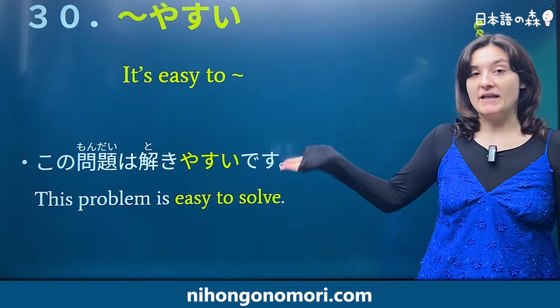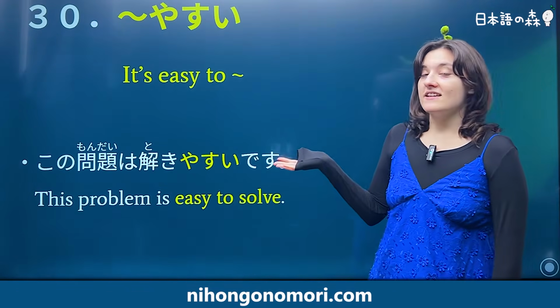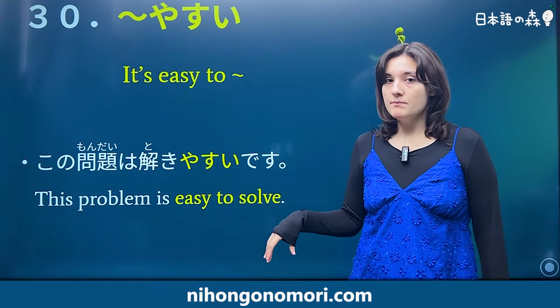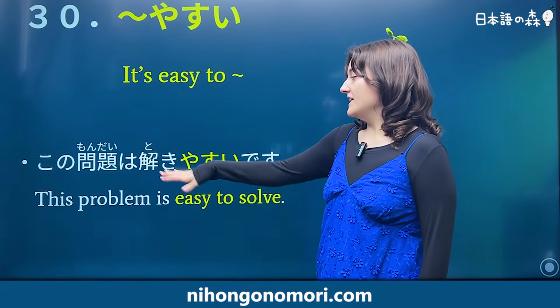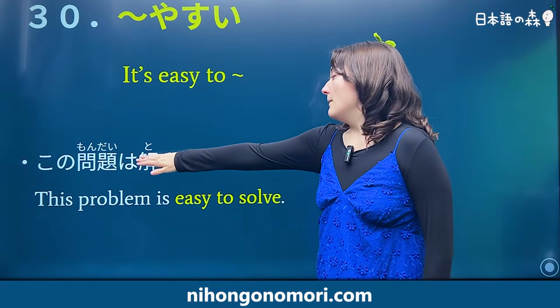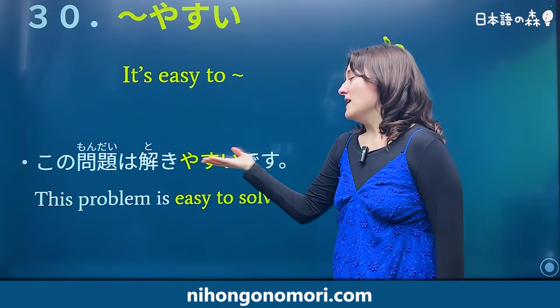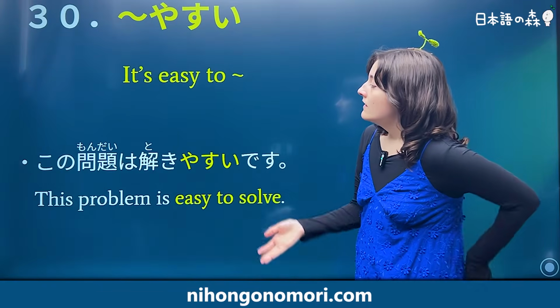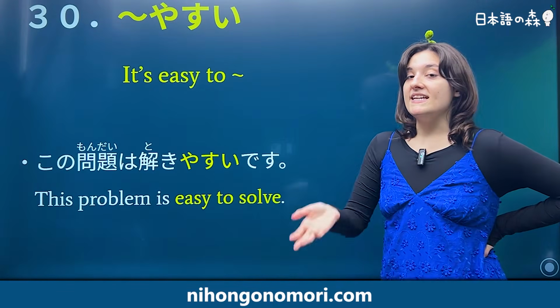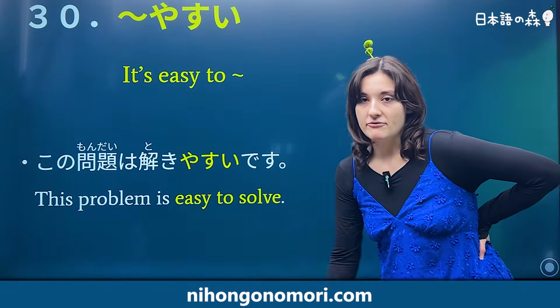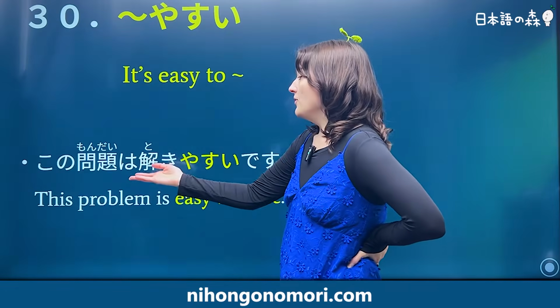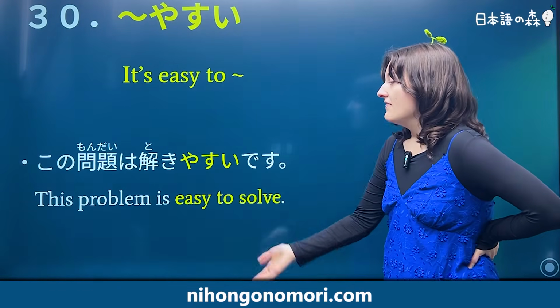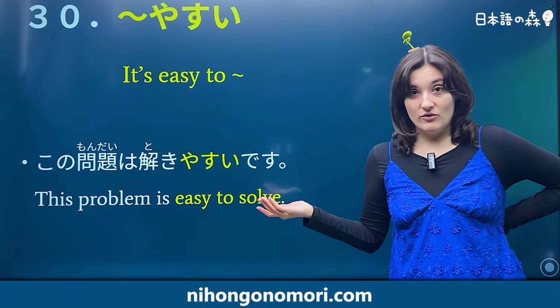Yasui or yasui desu. It's easy to blank. So we use this connected to a verb in stem form or masu form. Basically, you take what would be a verb in masu form, tokimasu, and then cut off masu. So we get toki. And then when we attach yasui, it means it is easy to do that verb. So we have here, この問題は解きやすいです. This problem is easy to solve.